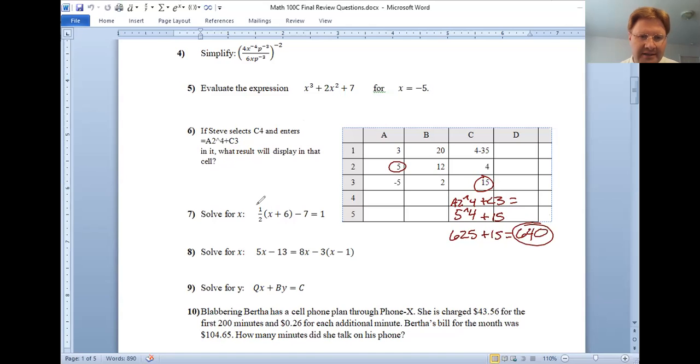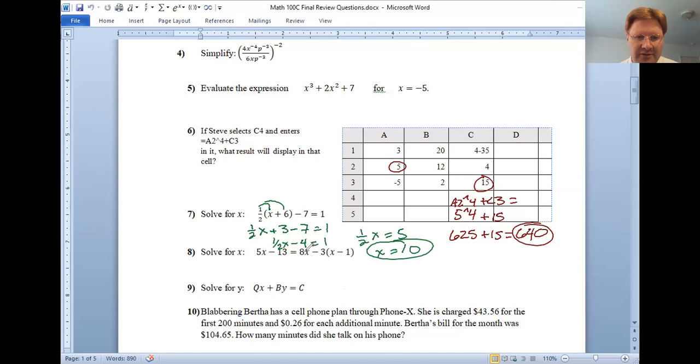Solve for x. Go ahead and jump this guy in, and we get 1/2 x plus 3 minus 7 equals 1. We can go ahead and take care of this. This is 1/2 x minus 4 equals 1. Add the 4 over, we get 1/2 x equals 5, times both sides by 2, and x equals 10. And you could have times by 2 up here to clear out the fractions. That would have been fine, but there we get x equals 10. The next one, number 8.